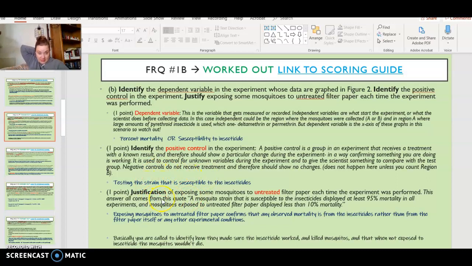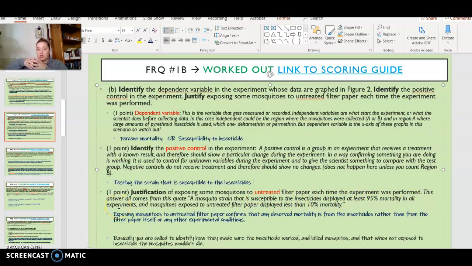Then down here, the last part of B, justify exposing some mosquitoes to the untreated filter paper each time. So this is, in a sense, an aspect of this experiment that is sort of acting as a negative control, but not explicitly. This is coming from the statement in the reading: a mosquito strain that is susceptible to the insecticide displays at least 95% mortality in all experiments.